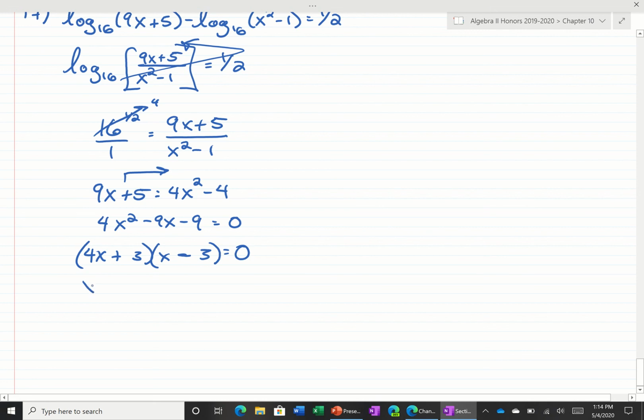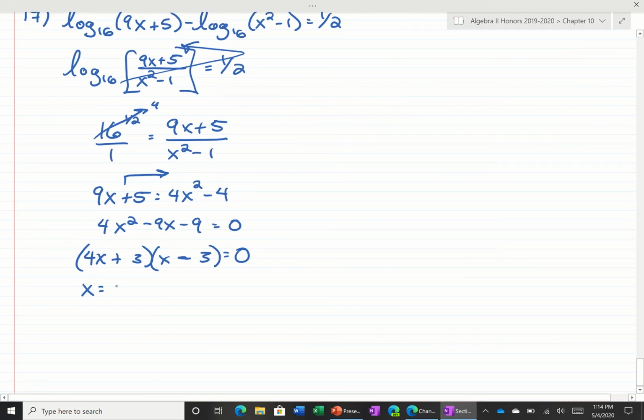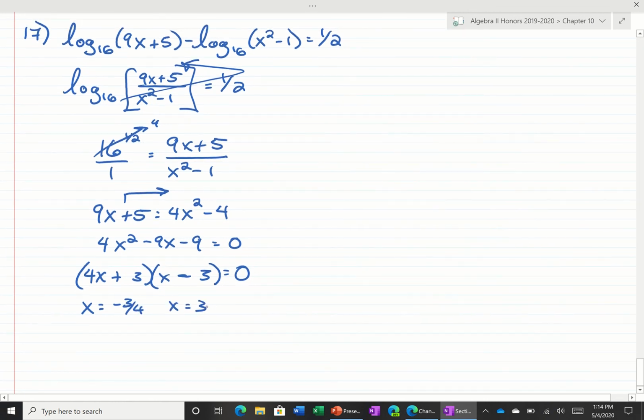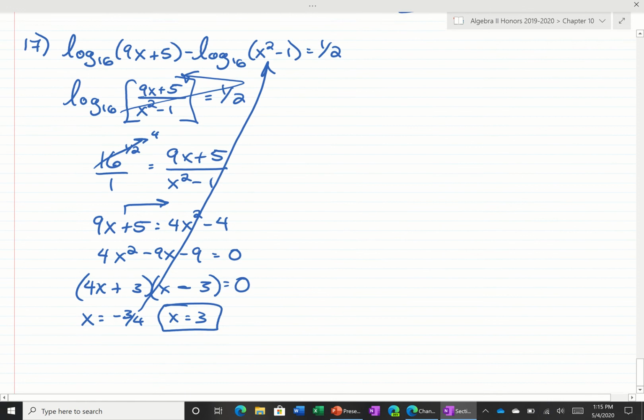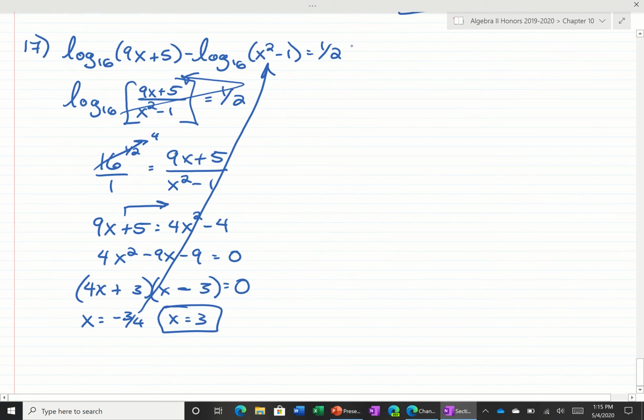You could also use the AC method if that's easier to understand. That's called guess and check, what I just did. x would equal negative 3/4, and here x would equal 3. If you plug 3 in, everything's fine, but negative 3/4 would give you a negative argument there. So the only answer for this is x equals 3. That's number 17. Number 18 is similar to problems we've done, so you just use the product property and you should be fine there. Let's do number 19.